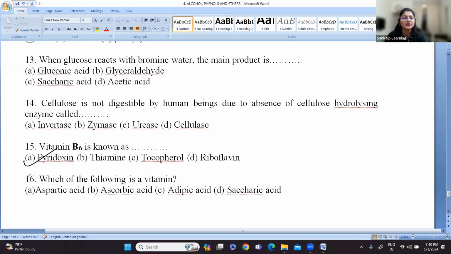Last question: which of the following is a vitamin? A. Aspartic acid, B. Ascorbic acid, C. Adipic acid, and D. Saccharic acid. Swati, Priyanka, Vedvati have answered it as B.